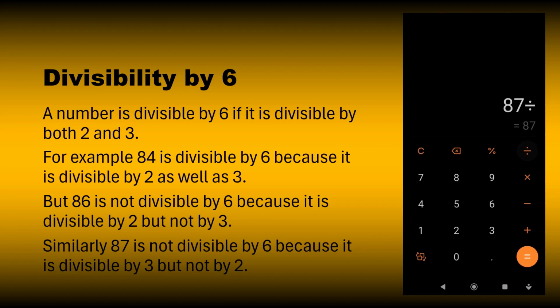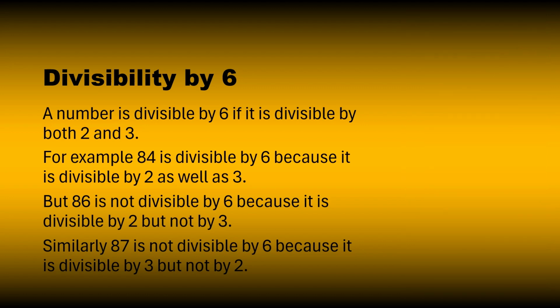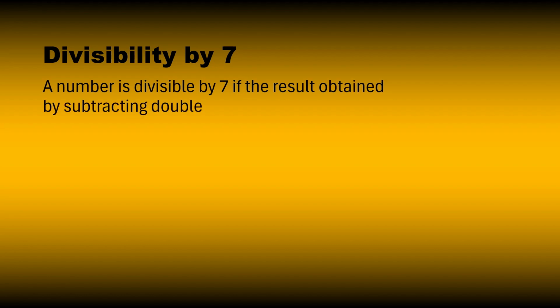But 86 is not divisible by 6 because it is divisible by 2 but not by 3. Similarly, 87 is not divisible by 6 because it is divisible by 3 but not by 2.